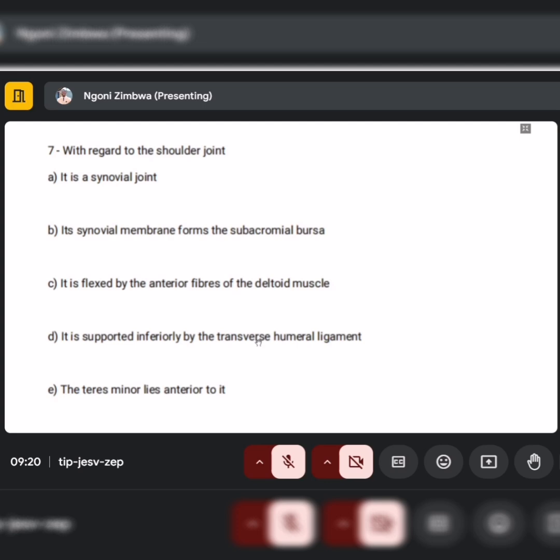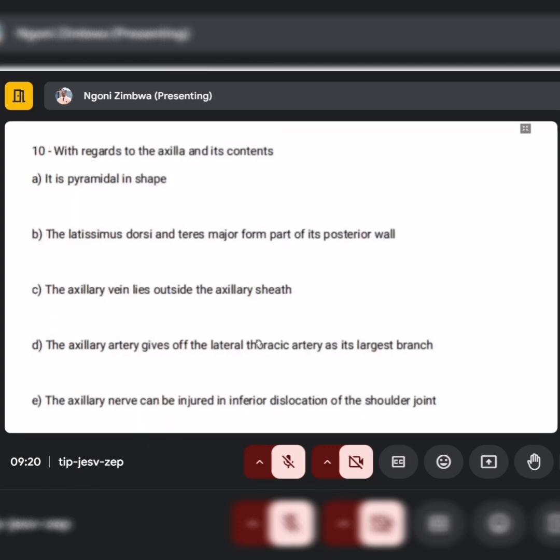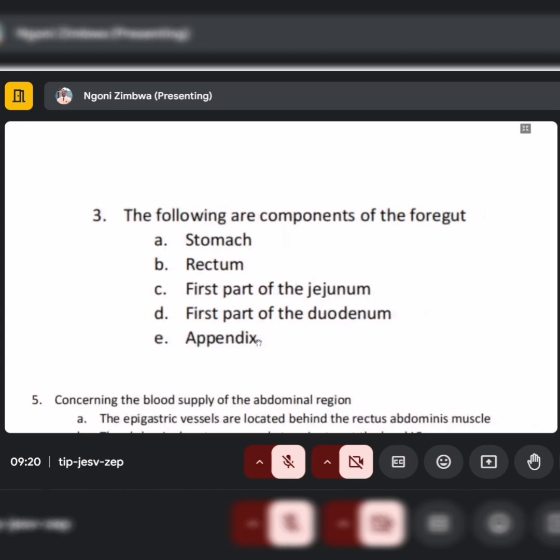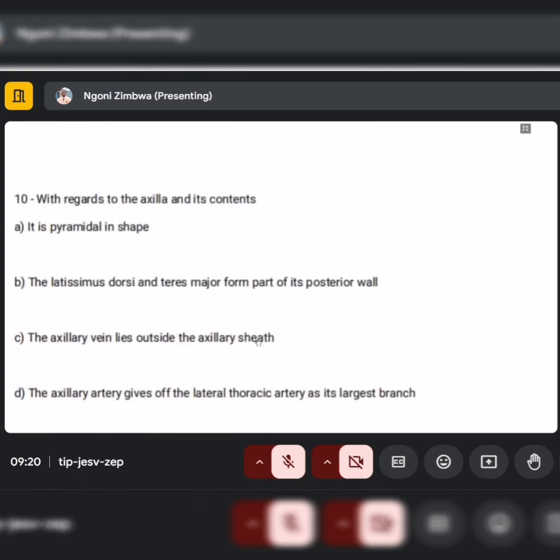E, the teres minor lies anterior to it. Does the teres minor lie anterior to the shoulder joint? That is false. Remember, you have the SITS muscles for the rotator cuff, and the T is for the teres minor, not the teres major, which attaches to the greater tuberosity, which is posterior. You understand? Good. Are we together, guys?